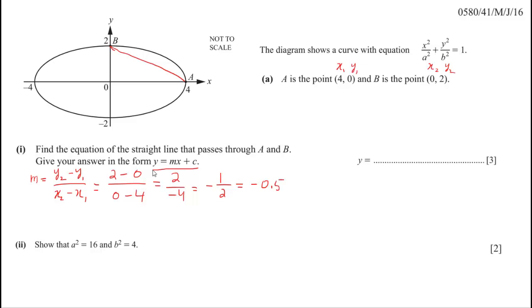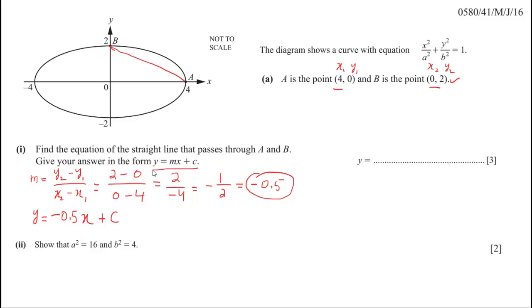So equation is y is equal to m. We got that, this is m, minus 0.5x plus c. Now to find c, we will put any point, either A or B, whichever you like, into this equation. So let me put this one. You can put this as well. You will get the same answer. You will get the same c.